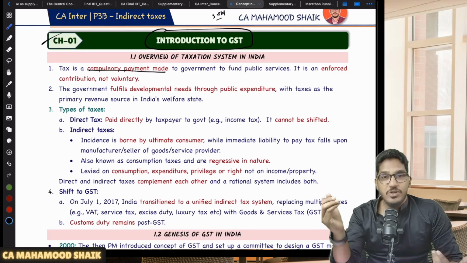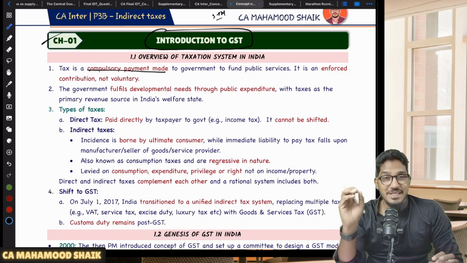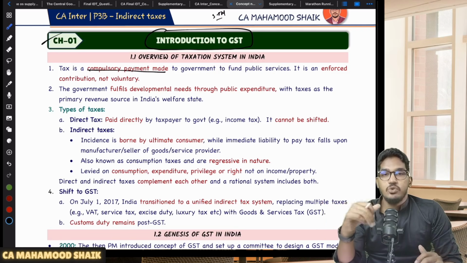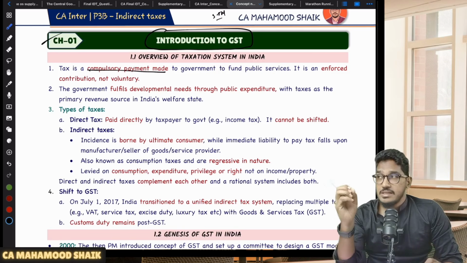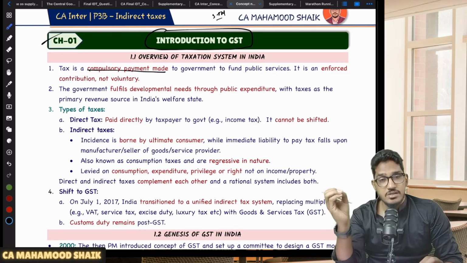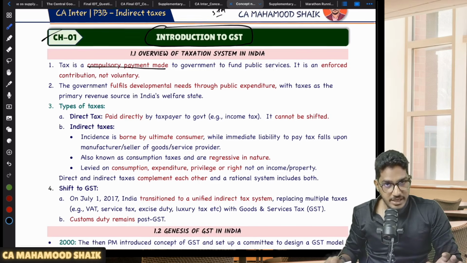People are paying the taxes because it has been made compulsory on them. It is a mandatory charge. If you don't pay it, you have to face the legal consequences. You will be liable to face legal consequences since it has been made mandatory on you under some law. That is what we are going to call tax.